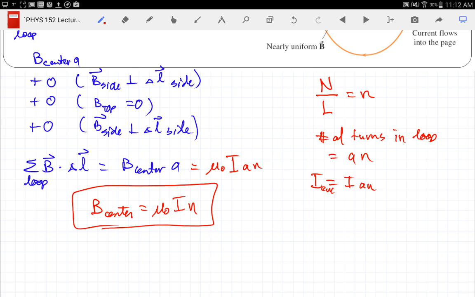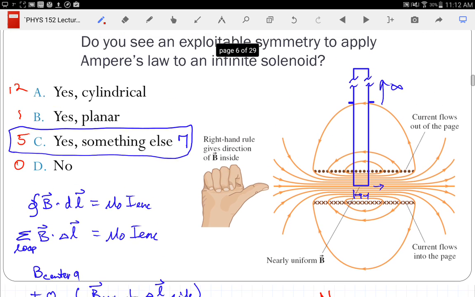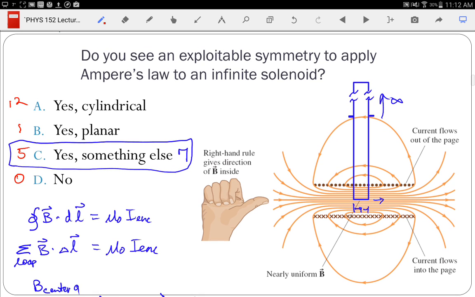Yeah, question? How many turns are in there? In this one here, it was not specified. Okay. On the next page, it will be specified.